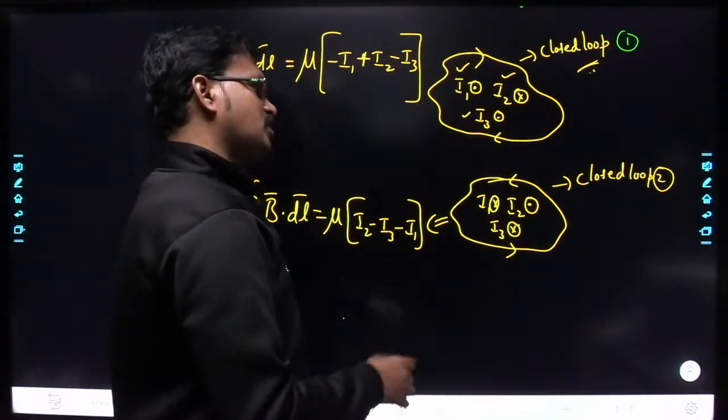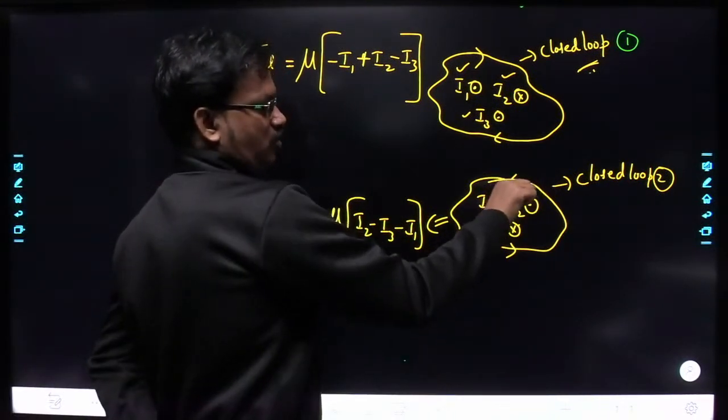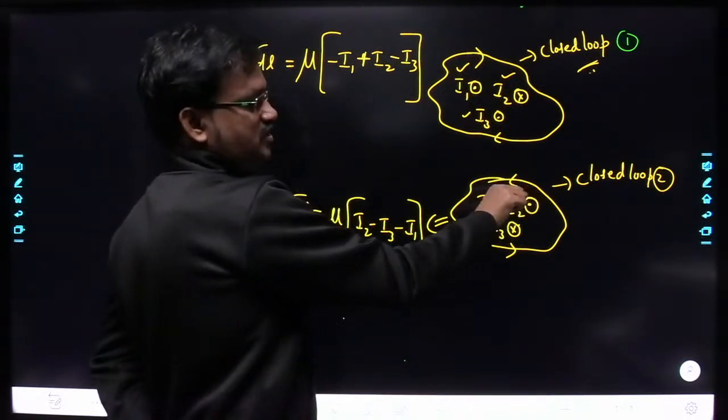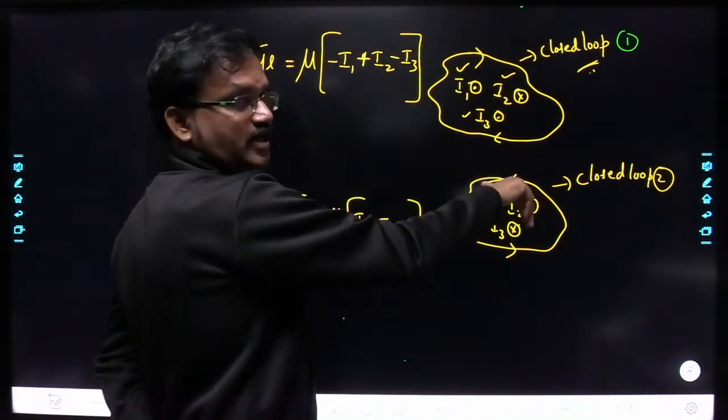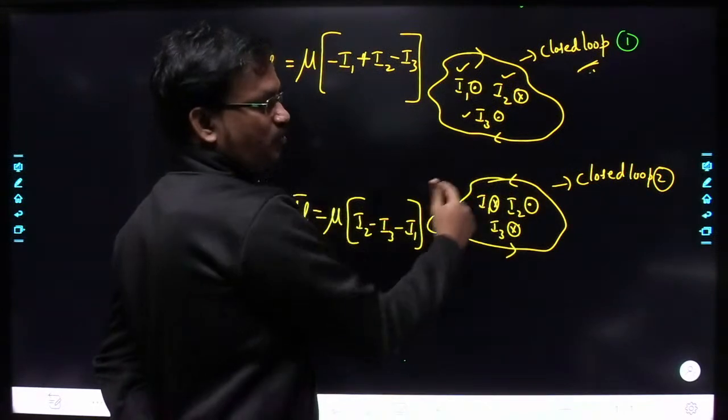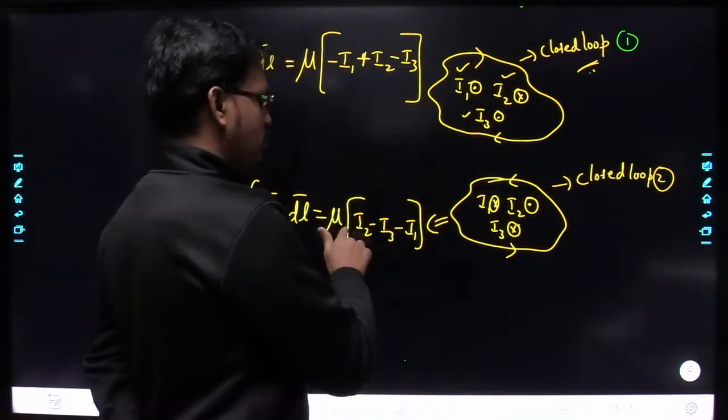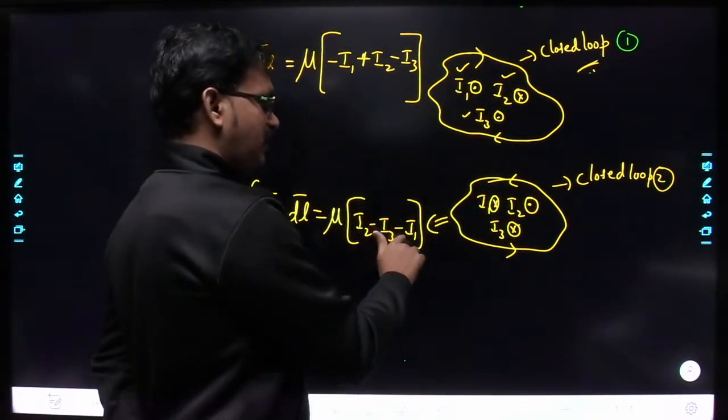Or if you want, you can check here. I1 is pointing into the board. That means it is going to produce the B field in clockwise direction. But here you are enclosing the loop in anti-clockwise direction. So you have to write here minus I1.